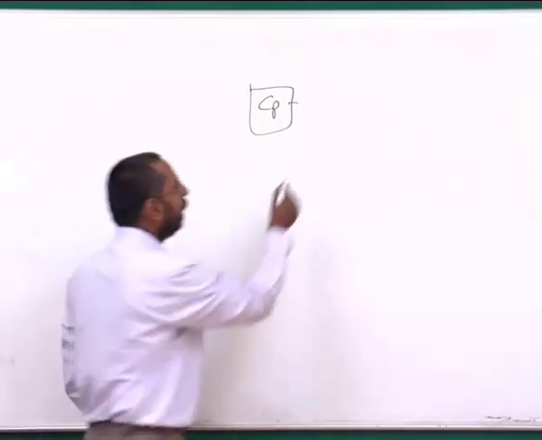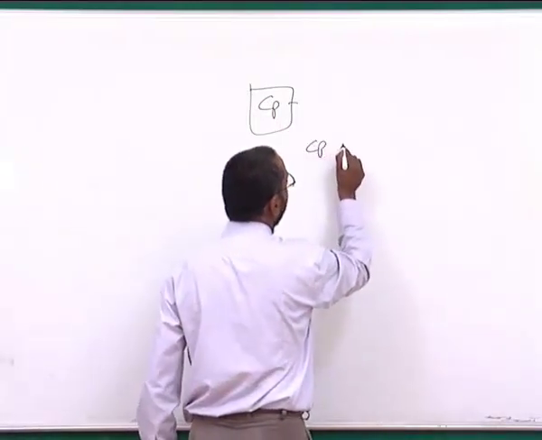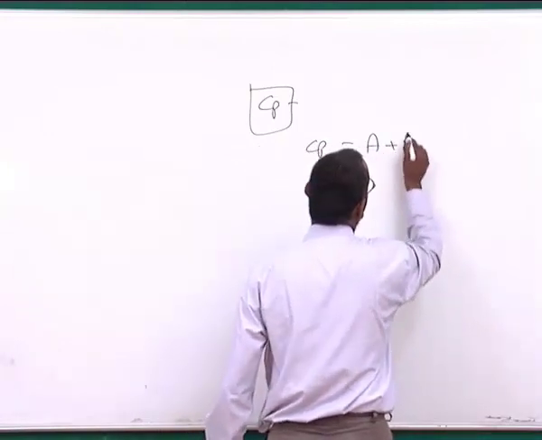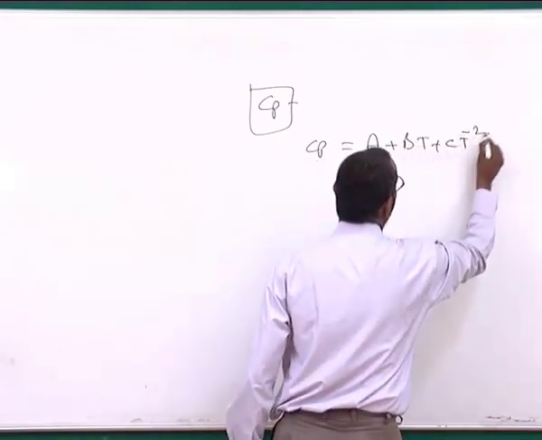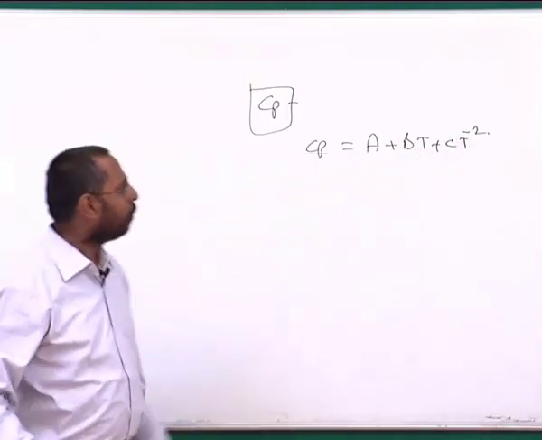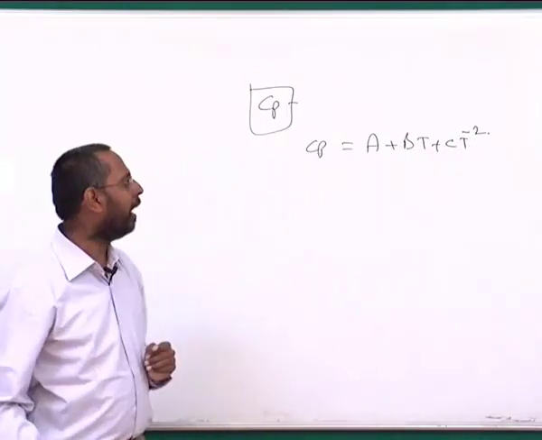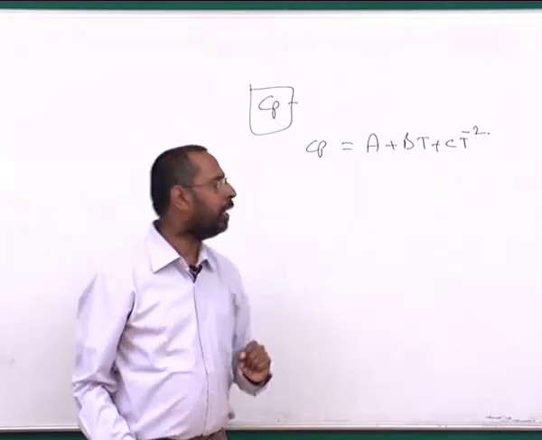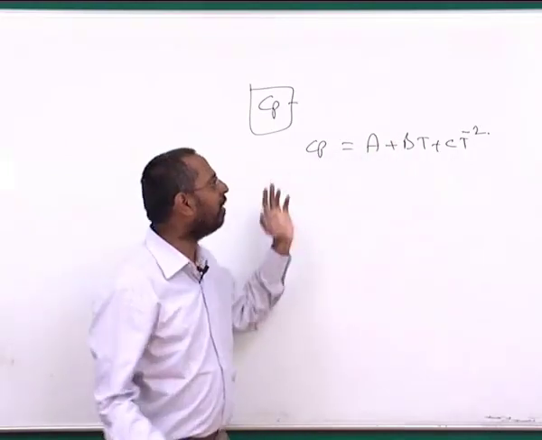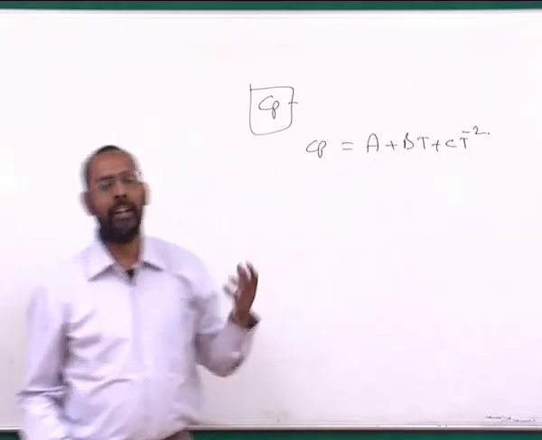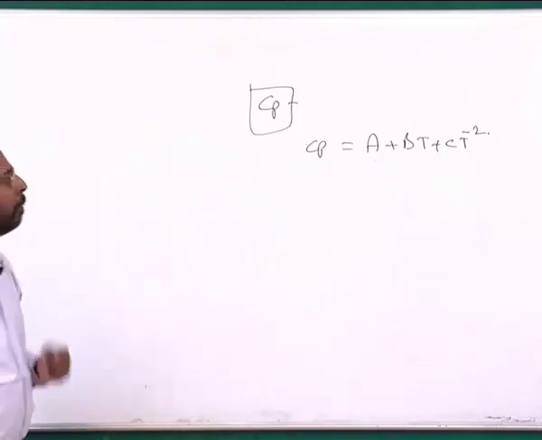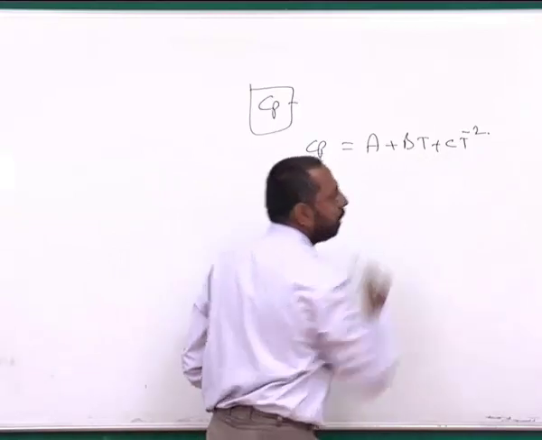And we know that heat capacity is usually given as a function of A plus Bt plus Ct square and things like that, Ct to the power minus 2 and things like that. So this gives you an idea of how the heat capacity of every material changes as a function of temperature, and these constants A, B, C are different for different materials, but in principle one can find out these values.